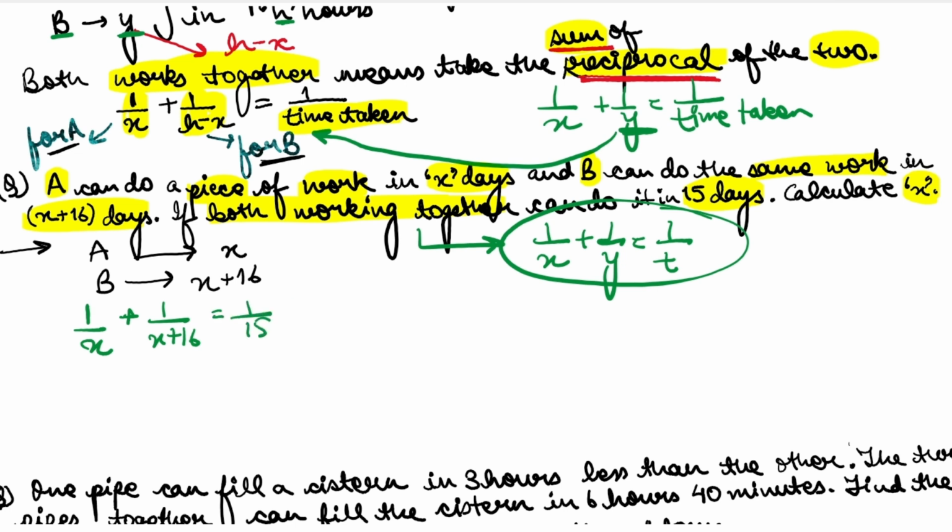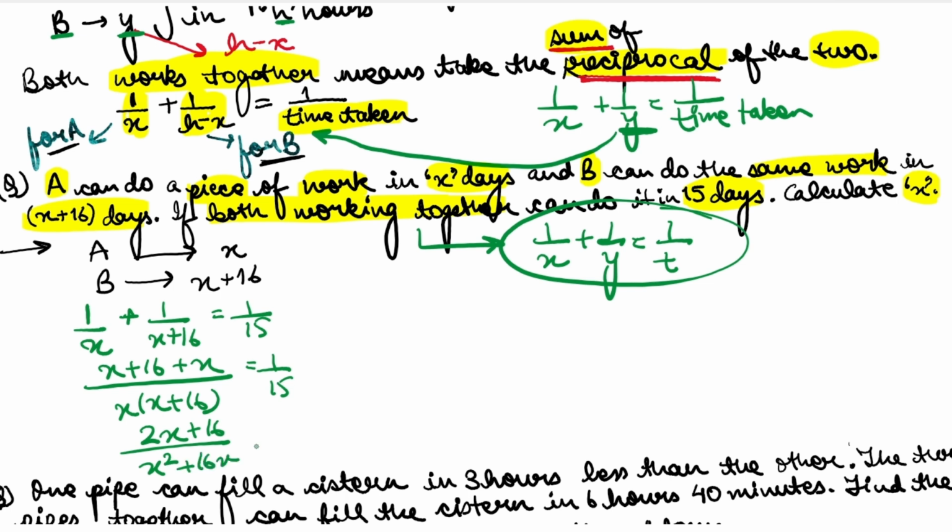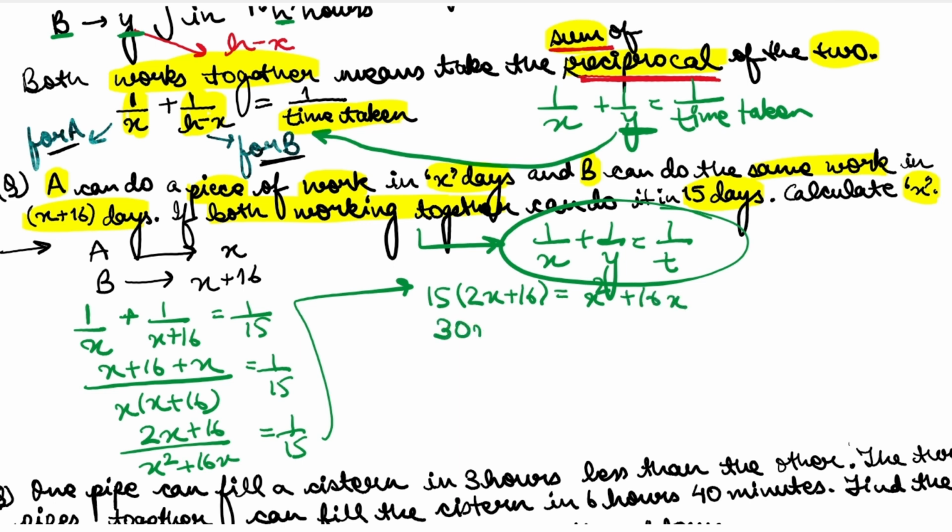Okay, so now we'll take the addition of it, that is x into x plus 16, x plus 16 plus x is equal to 1 by 15. So you get 2x plus 16 by x square plus 16x is equal to 1 by 15. Solving this further, we get 15 into 2x plus 16 is equal to x square plus 16x. Now you'll get 30x plus 16 into 5 is 80, 0 carry 8, and then 15 into 1 is 15, 15 plus 8 is 23, so 240. So you get 240 is equal to x square plus 16x.